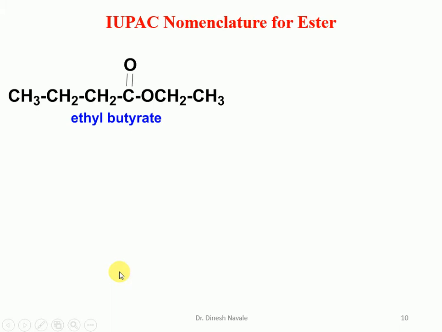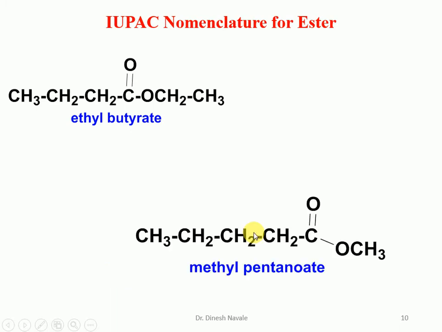So while writing the IUPAC nomenclature, we have to consider all the rules. Now for this next structure, we have to see which alkyl group is present. The alkyl part is one carbon atom, so it is a methyl, and the acid part is a 1, 2, 3, 4, 5 carbon chain. So it is going to become pentanoate. And the IUPAC nomenclature is going to be alkyl alkanoate. So it is going to become methyl pentanoate.